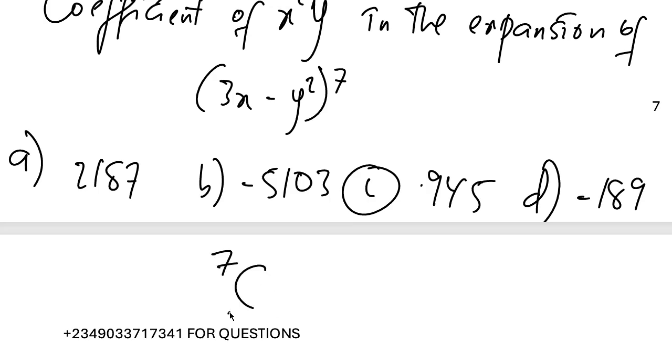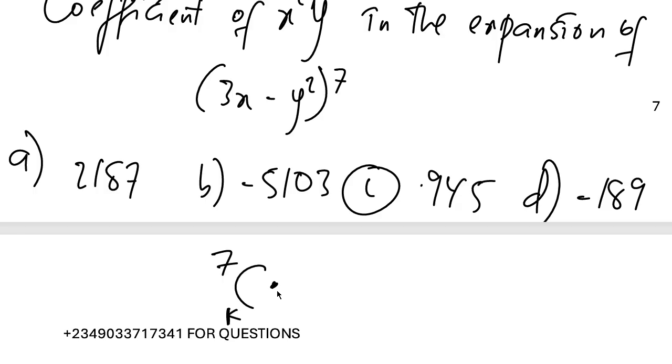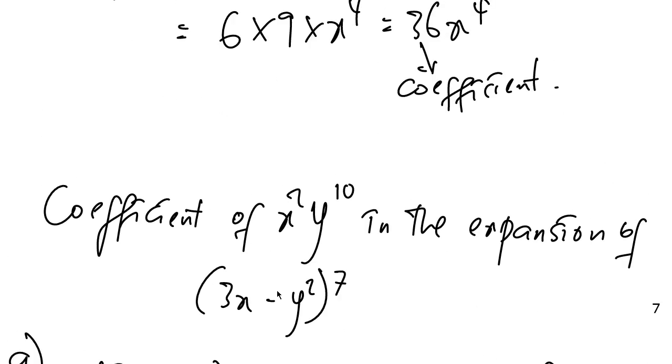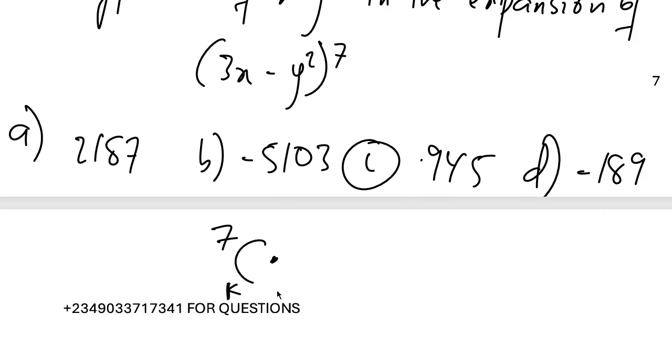So it's 7 combination what? K. Your goal is to ensure that the highest power of x is what? 2, and the highest power of y is what? 10. And once you get one, it is done, because everything about this expansion is always uniform, always connected, because the sum of the powers must equal the n, which in this case is raised to the power 7.